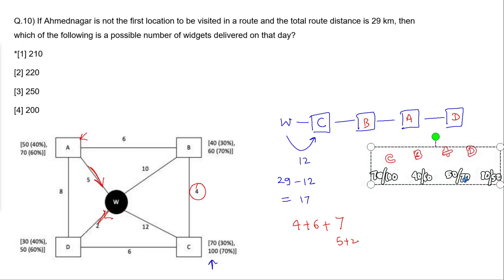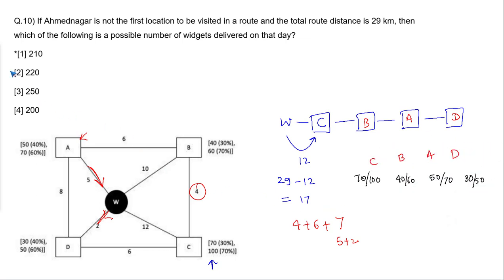So now look here. The order is fixed, CBAD, and this order is supposed to be in a decreasing order. From this we can conclude that the value of A cannot be 70. If A becomes 70, then B would be greater than A. So the demand at location A is 50. In a similar way, the demand at location B cannot be 40. It has to be 60 to form a decreasing order. After that, demand at location D can be 30 or 50, and C can be 70 or 100.